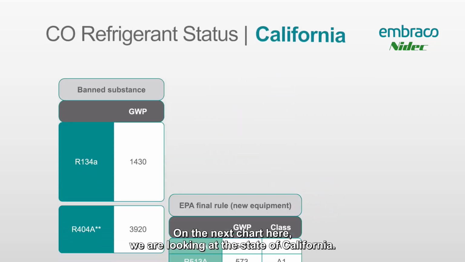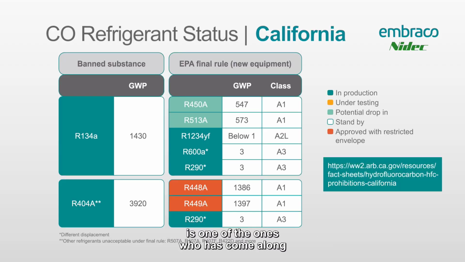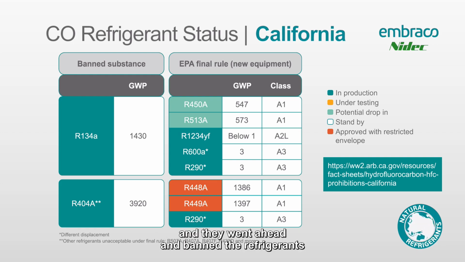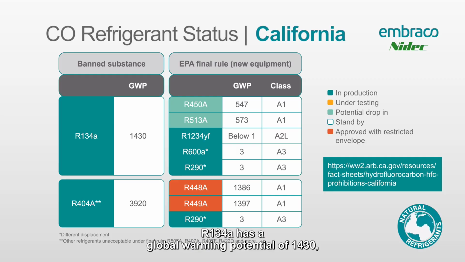On the next chart here, we're looking at the state of California. California, like Washington State and Canada, is one of the ones that has come along when the EPA was shut down from their ban, and they went ahead and banned the refrigerants just at a state level. So what we're looking at on the left side of the chart is the banned substances, specifically R134a and R404a. And if you look at the GWP, the global warming potential, R134a has a global warming potential of 1,430, and R404a has a global warming potential of 3,920.